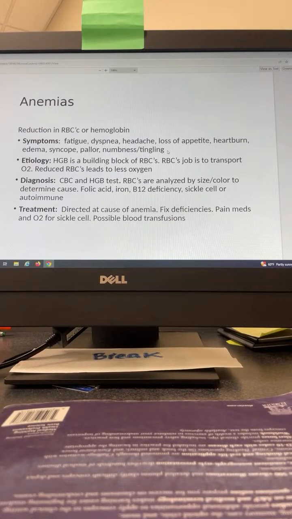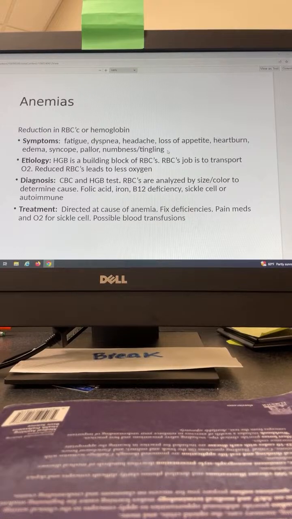Okay. Anemias. Lots of different types of anemias. We're just going to talk about anemia in general, so we don't need to know all the specific types that are in the book. Basically all of them center around a reduction of red blood cells or hemoglobin. Remember that hemoglobin is a building block for red blood cells. It's like you can't make a cake without eggs or flour. You can't make red blood cells without hemoglobin. It's a necessary ingredient.